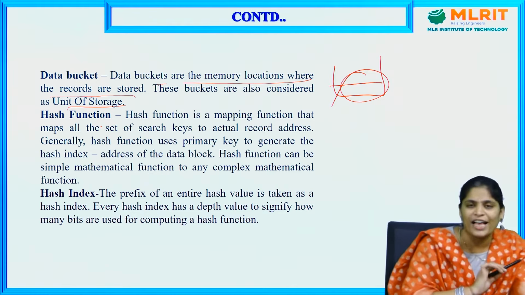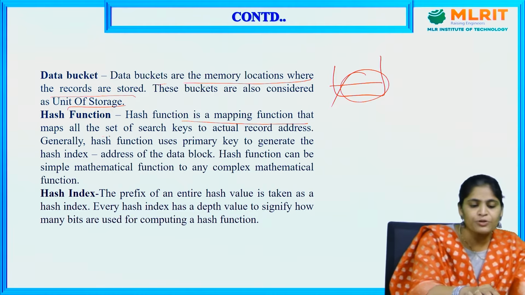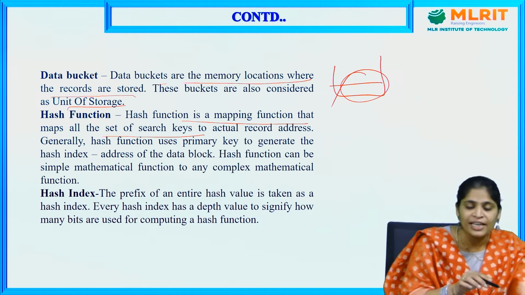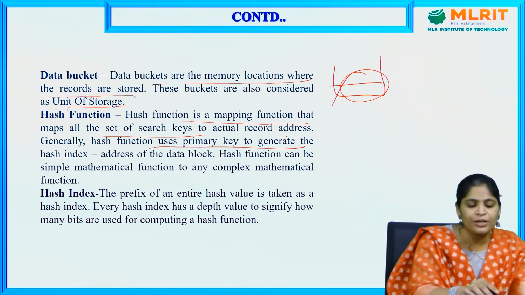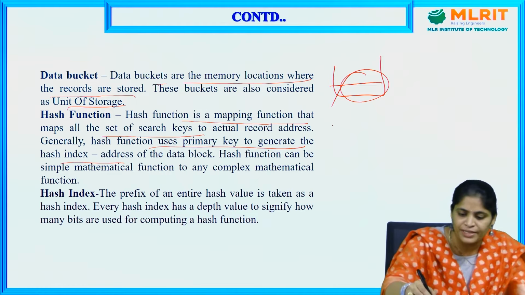Next, what is a hash function? So hash function is a mapping function that maps all the set of such keys to actual record address. Generally, hash function uses primary key to generate hash indexes. Let us discuss this one with a simple example.